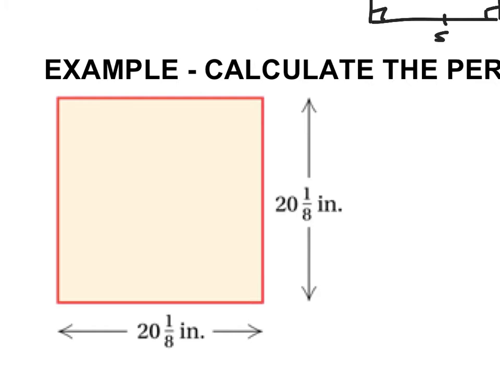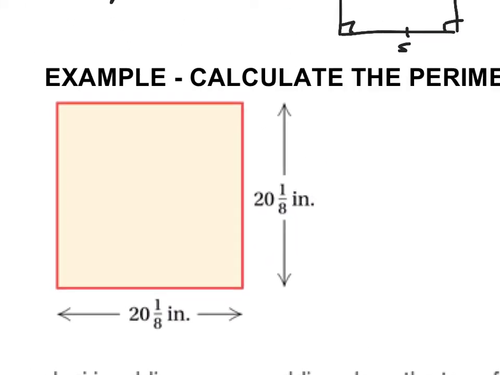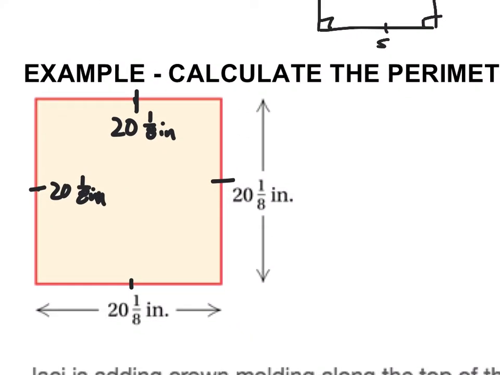All right, so let's go ahead and take a look at this one. And this one says calculate the perimeter of each square. So what I know about this square is that if it's a square, all my sides are congruent. This is going to be 20 1/8 inches here. This is going to be 20 1/8 inches here.